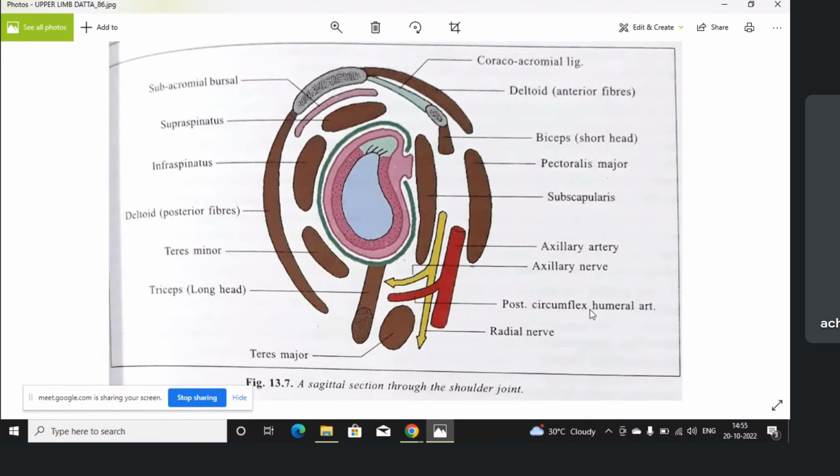Next, below muscle: long head of triceps and teres major. So these are the rotator cuff muscles. It carries 4 marks: write down the rotator cuff. The rotator cuff is nothing but the relations of the shoulder joint. It is a muscle cuff that protects the shoulder joint. Are you getting? Yes.